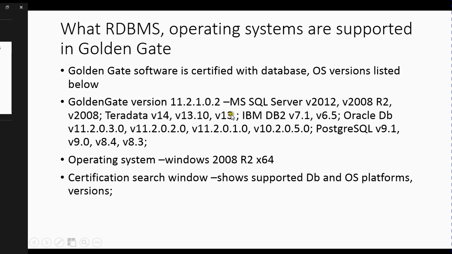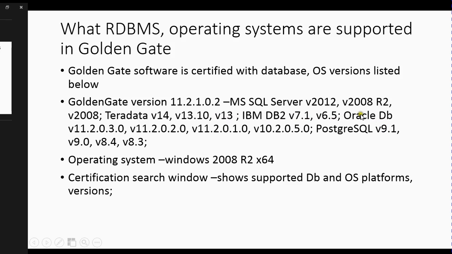In terms of certifications, the GoldenGate software that I used throughout the tutorial is version 11.2.1.0.2. This version of GoldenGate software is certified with Microsoft SQL Server version 2012 and 2008. It is not certified with 2005. It's also certified with Teradata version 14, version 13.10, and version 13. It's also certified with IBM DB2 version 7.1 and version 6.5.